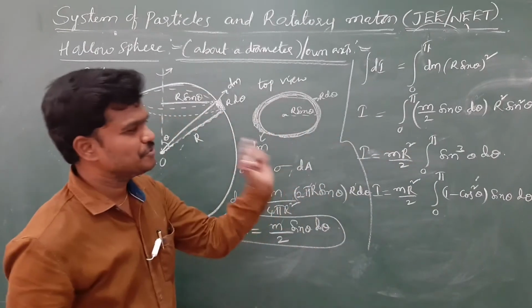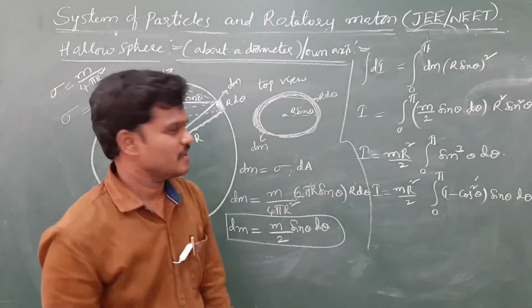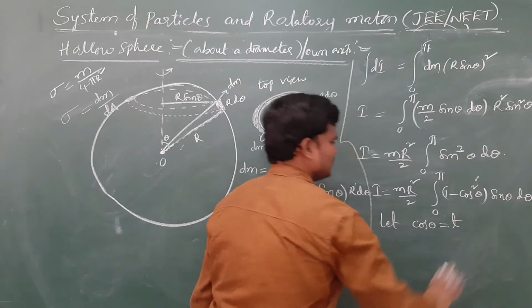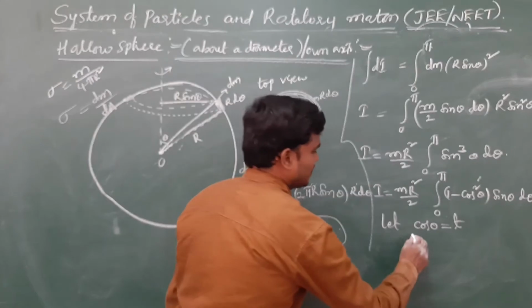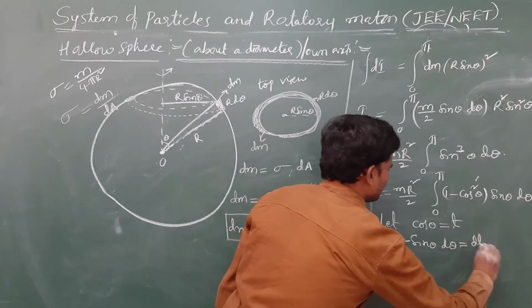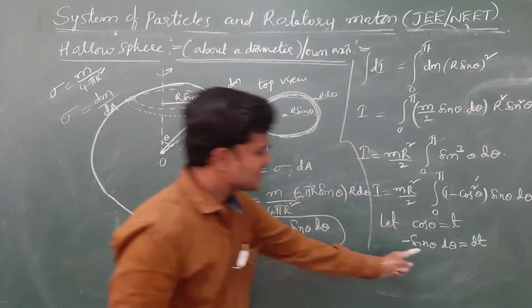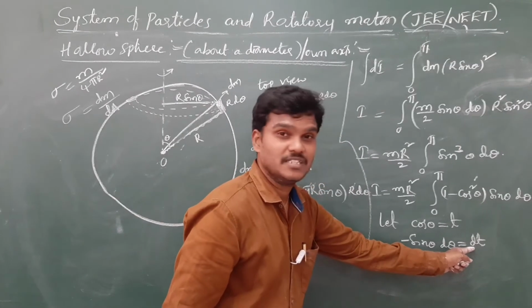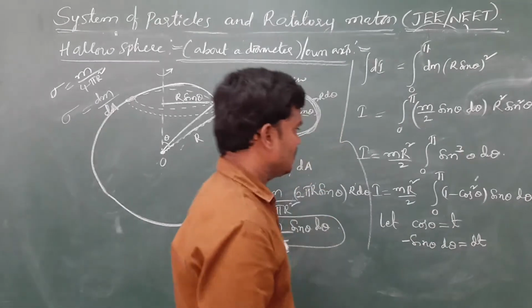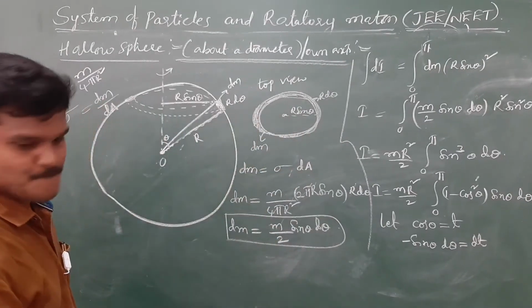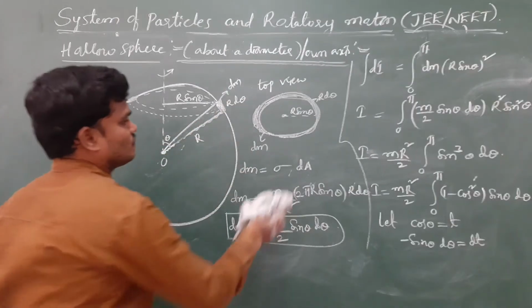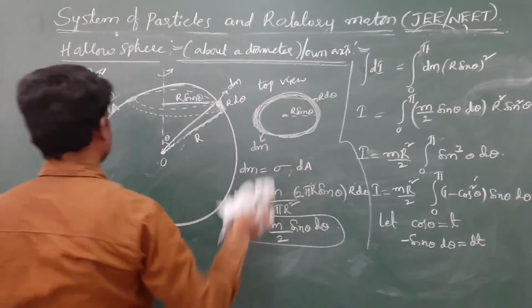So use the substitution method in integration. Substitution method means let us take cos theta as t. Apply the derivative for this: minus sin theta d theta is equal to dt. So sin theta d theta is equal to minus dt. Take the minus here. So we will get, let me write.